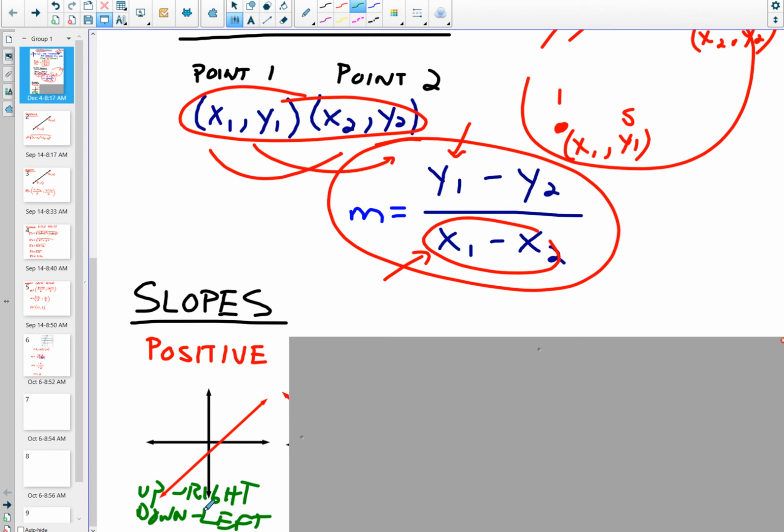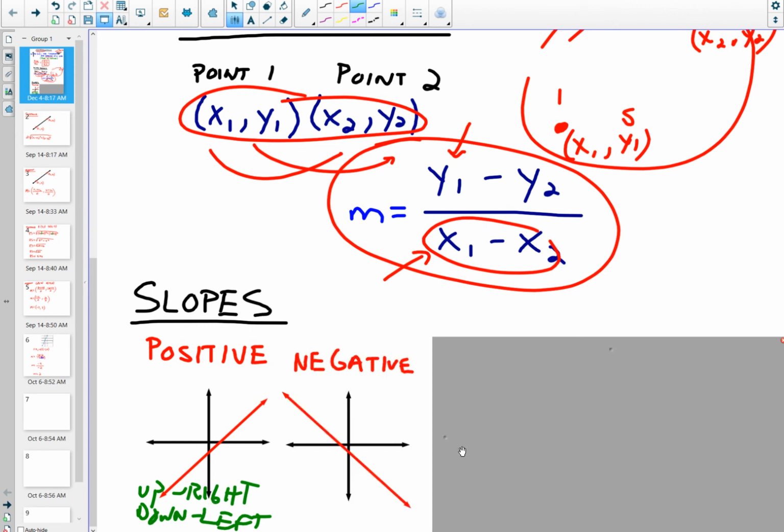Once you use the slope formula, if you get a negative, all negative slopes travel in this direction. Let's use our words. Oh, Harley, very nice, good. Up and to the left and down and to the right.